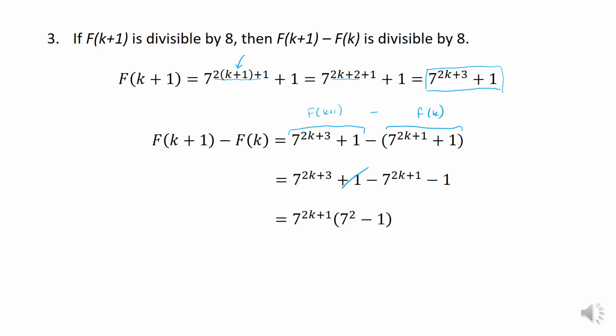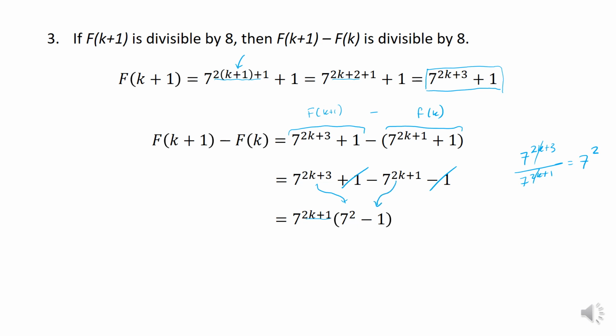Now, firstly, the ones will cancel, like the previous example. If you take 7 to the power of 2k plus 1 as a common factor and use your division of powers, so if you have 7 to the power of 2k plus 3 divided by 7 to the power of 2k plus 1, when you subtract the powers, you'll be left with 7 to the power of 2. So that's what's happening here. Taking your 7 to the power of 2k plus 1 out as a highest common factor, you're left with 7 squared coming from here, minus 1 coming from here.